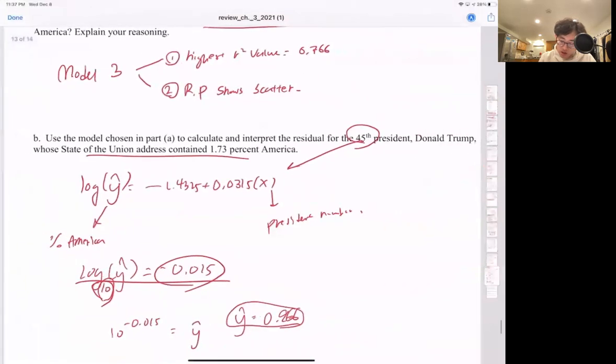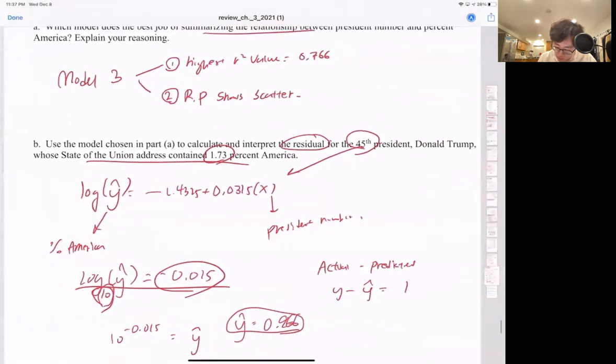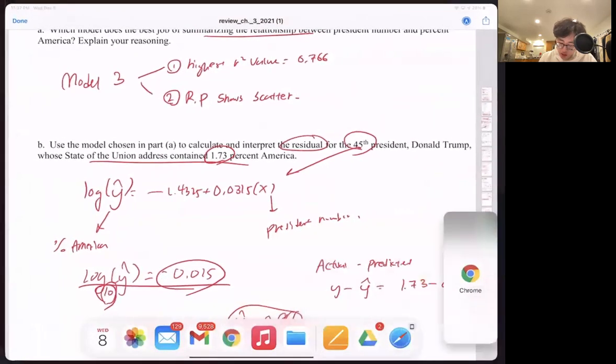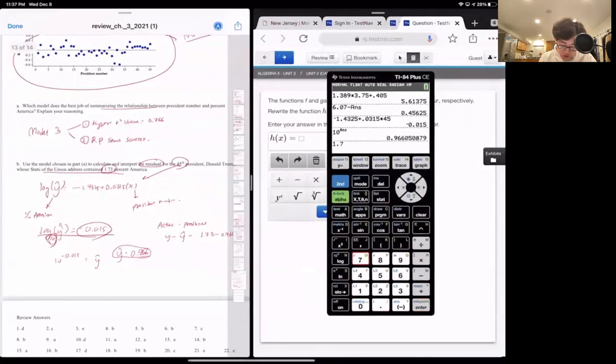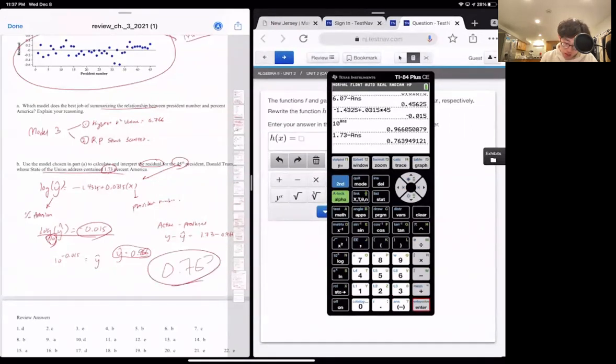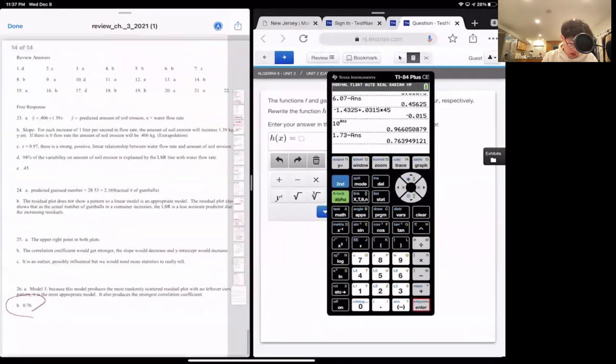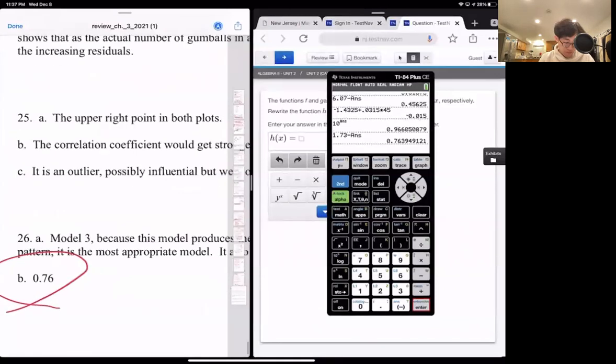After I calculate it, we are trying to find out the residual. So residual is always your actual minus the predicted. So y minus y hat. That's equal to 1.73% minus 0.966. So using the calculator one more time, 1.73 minus the answer, you should get 0.76. Technically, that's the correct answer for your 26 part B.